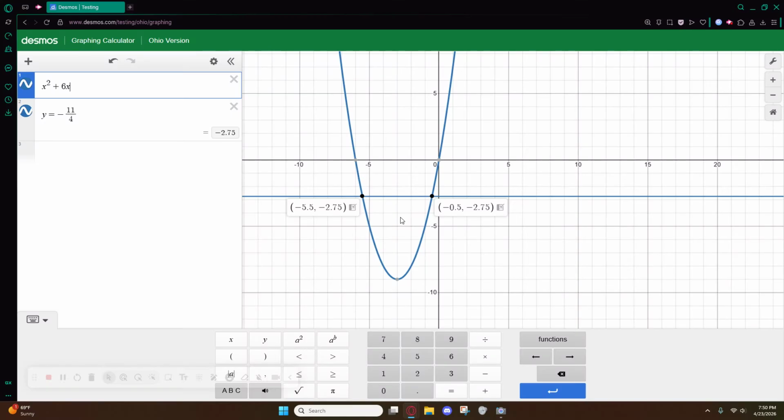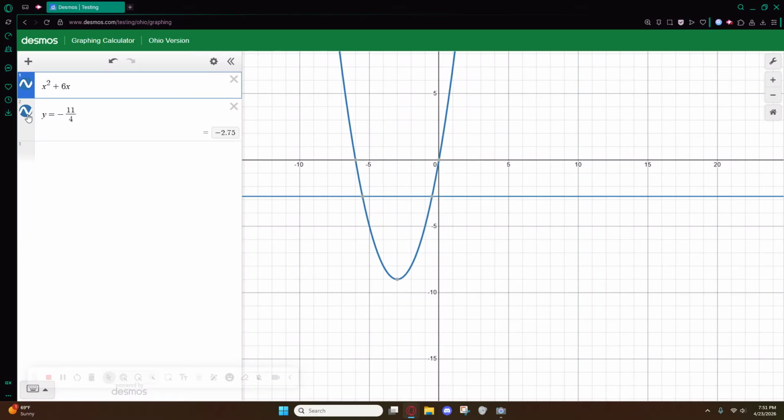Now, the thing that's hard to remember is that you have to put y equals for the line to show up on here. That's because if you just put in negative 11 over 4, it thinks you're just asking for a calculator, and it's not going to graph it. Okay? So if the line doesn't show up, put y equals. It's going to do that whenever you don't have a variable on the line.